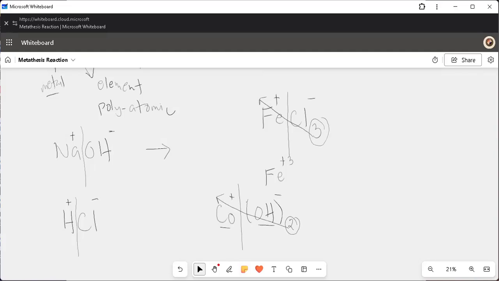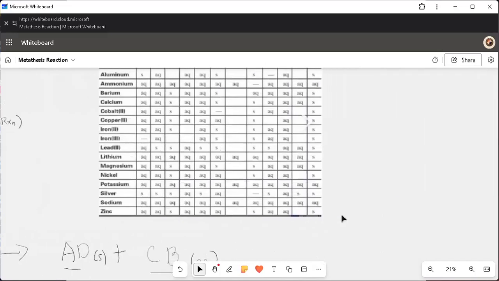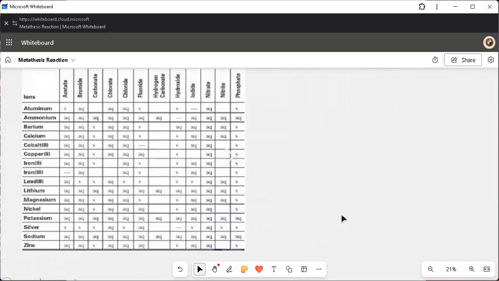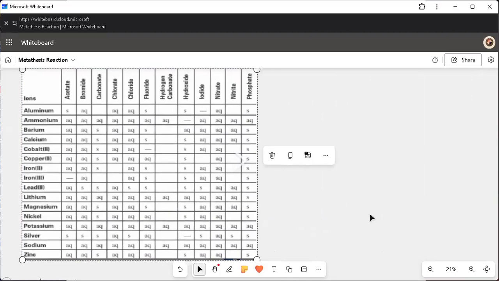So let me consider this example. So you have here the table. Let me expand the table a bit. Anyway, you are given the table, the hard copy of the table. I would like to emphasize that there are different forms of solubility table. What is important is you should know how to interpret the table.